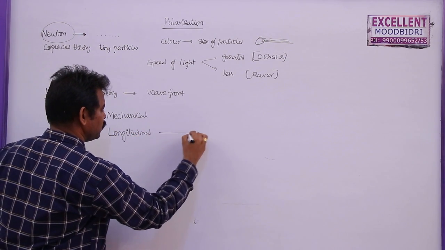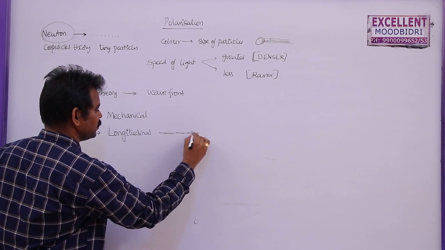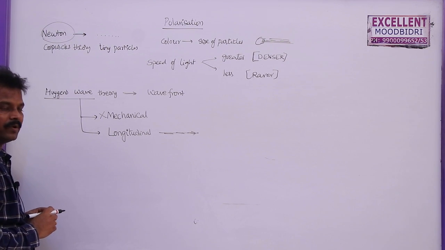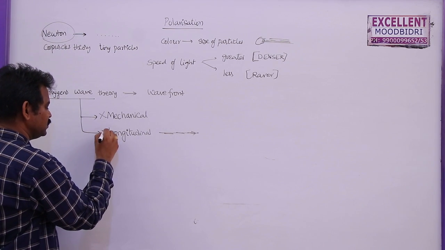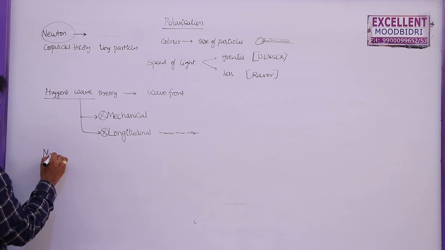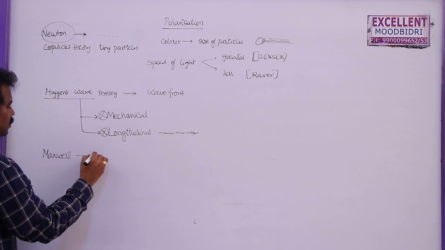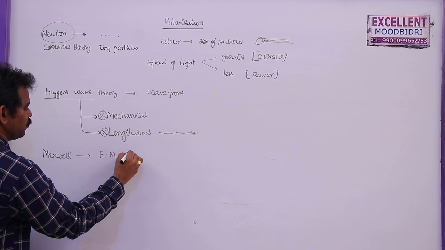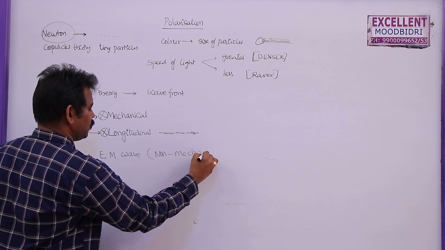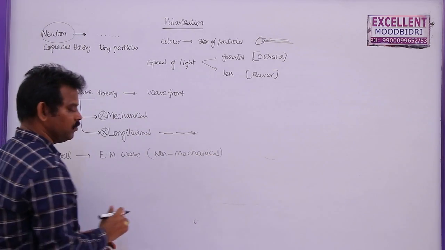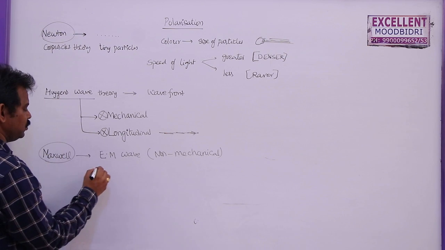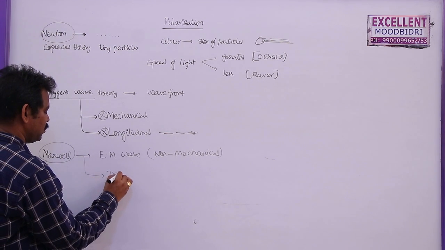Longitudinal means the wave moves in one direction and the particles also vibrate in the same direction, but this is wrong, because light does not require any medium for its propagation and it is a transverse wave. So these two are wrong. After that, Maxwell proposed that light is an electromagnetic wave, a non-mechanical wave, which means it does not require any medium, and according to Maxwell's wave theory, light is a transverse wave.